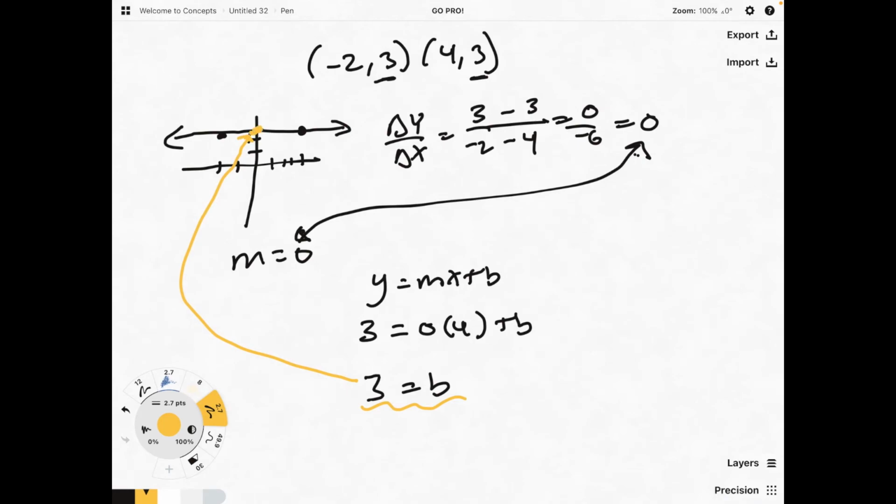And the equation, if we write it, is plugging in the values. y equals m is 0, so we don't need to do anything with this point because 0 times x is 0, plus 3. And this is simplified to y equals 3. And this is the equation of the horizontal line that goes through the points -2, 3 and 4, 3. Let's look at one last example.